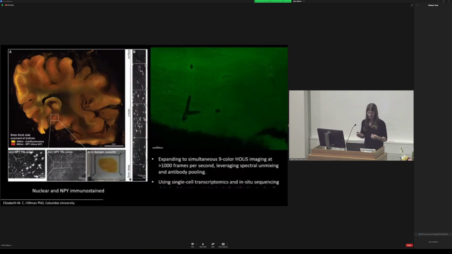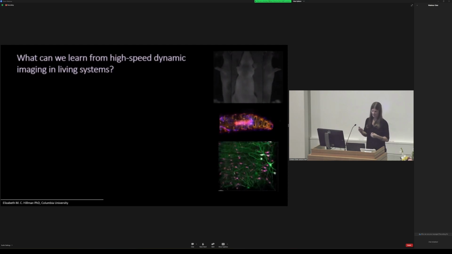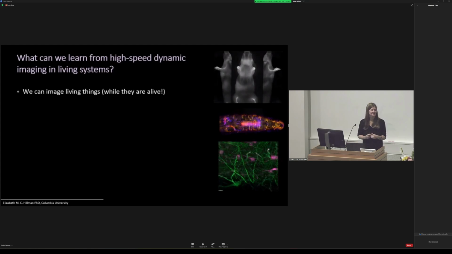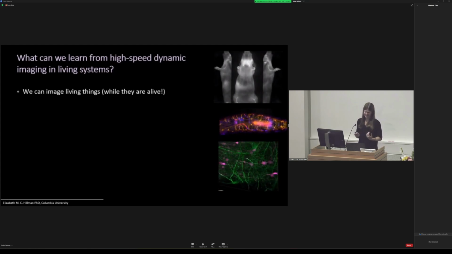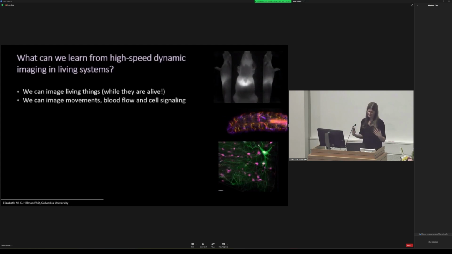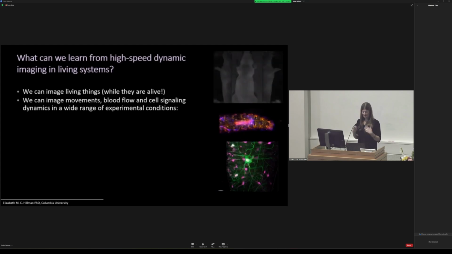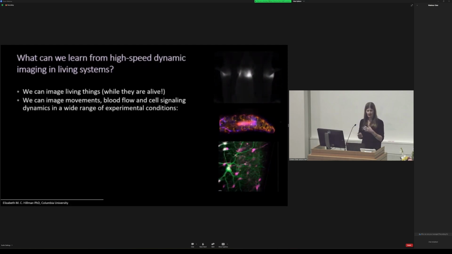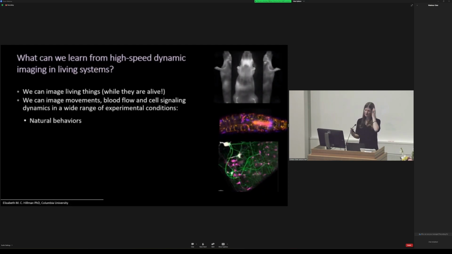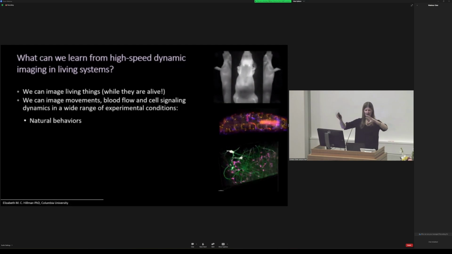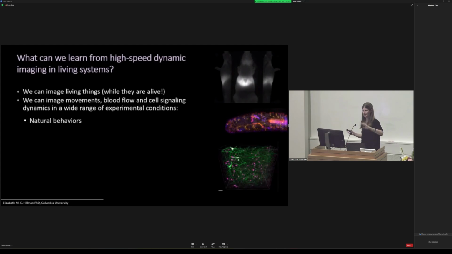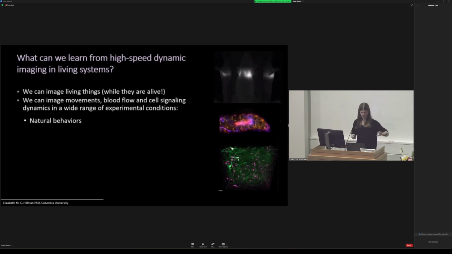So, what can we learn from high-speed dynamic imaging in living systems? We can image living things while they are alive, which is quite interesting. We can image movements, blood flow, and cell signaling, and we can do it in a lot of different experimental conditions, like letting things do natural behaviors the way they want to be doing them, and not trying to create these complicated tasks and structures and stimulus protocols, because we can literally just capture what's happening in real time for reasonably long periods of time.